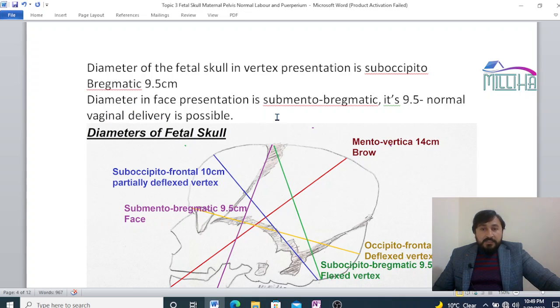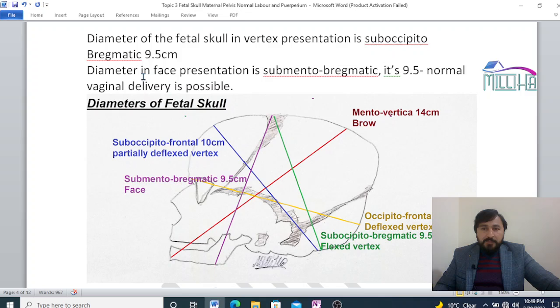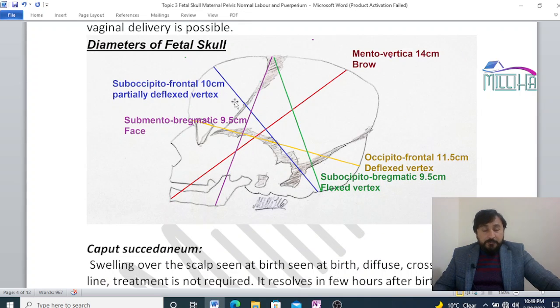Diameter in face presentation, you should not be worried. As much as you can, you should remember. If you cannot, you should leave them. Okay, let's proceed further. Diameter in face presentation is submentobregmatic. It is 9.5. Normal vaginal delivery is possible in face presentation, but in brow presentation, normal vaginal delivery is not possible. You should keep in mind these two things.